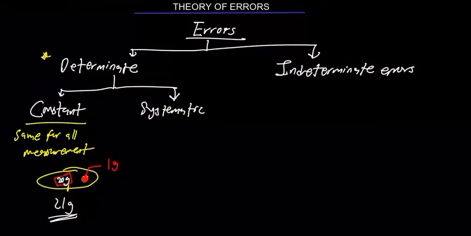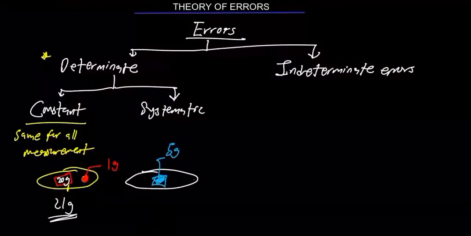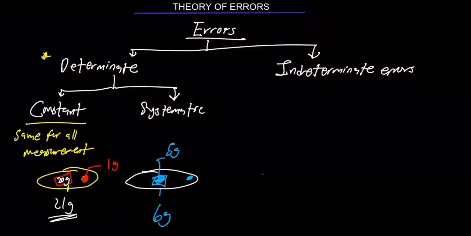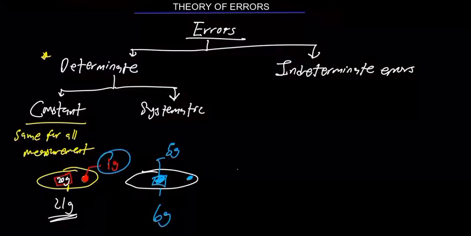Also, if I'm using this same scale to measure another object and the mass of this object originally is 5 gram, and this object is still there, can you tell me what will be the reading of this balance? The reading will be 6 gram. You observe that this error is constant for all of them, because this 1 gram was placed there and it will be constant for everything you are measuring.